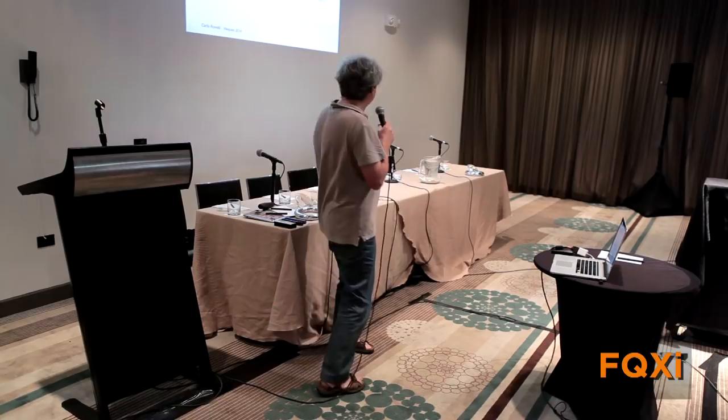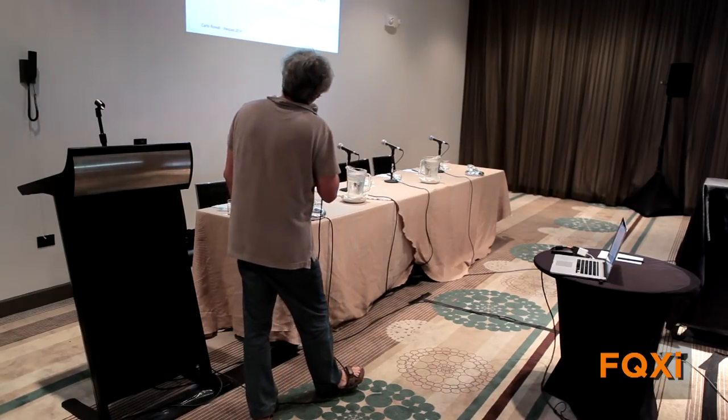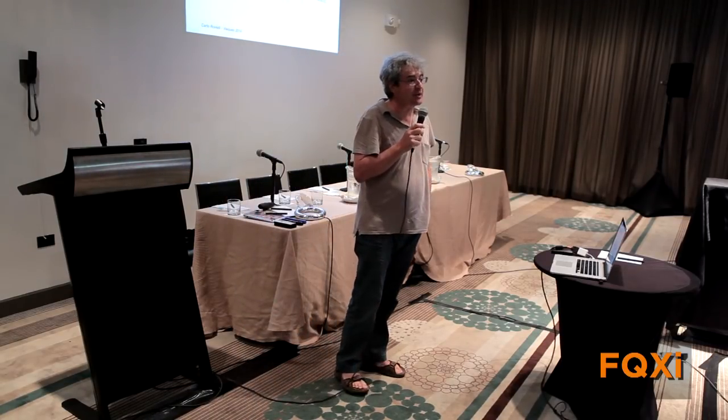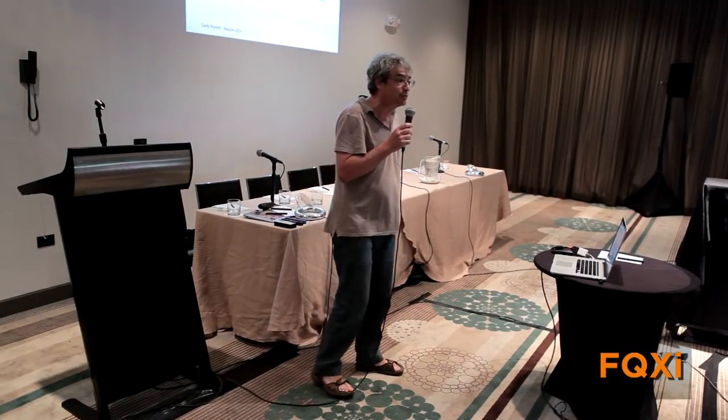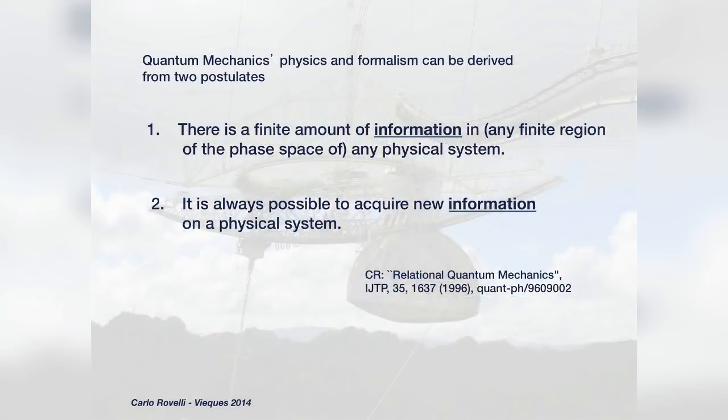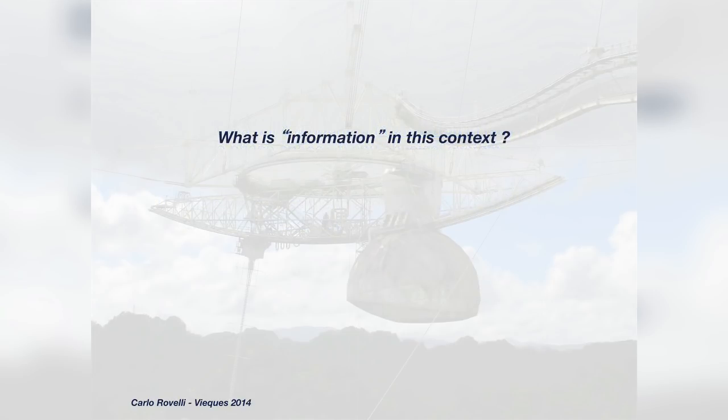In quantum mechanics, you can show that the full formulas of quantum mechanics can be derived from two postulates: that there's a finite amount of information in any physical system, and that in spite of that, you can always acquire new information about the system by interacting with it. So the question is, what is this information? What sort of information are we talking about?